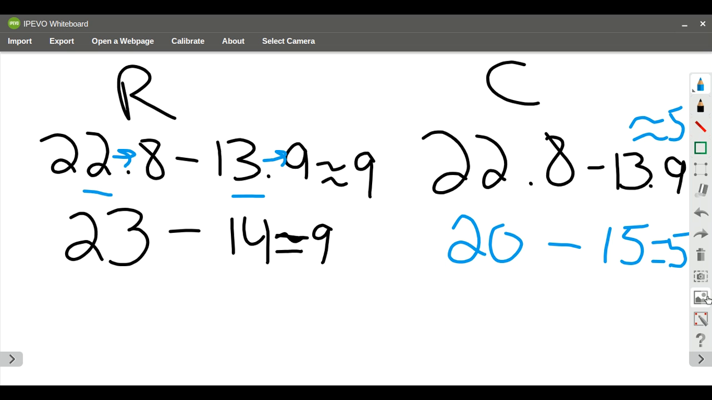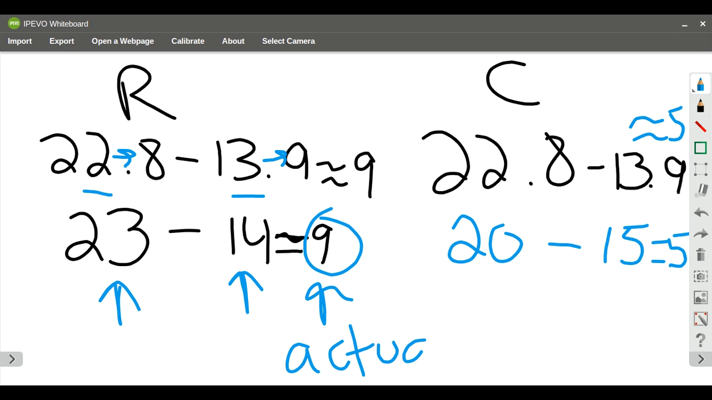Now, this answer is a lot lower than this answer. Let's talk about why 5 is so much less than 9. Here, what I did when I had 22 and 8 tenths, I rounded up. Here, when I have 13 and 9 tenths, I rounded up to 14. So because I rounded both 23 and 14 up, I'm going to have an answer. So 9 is actually going to be greater than my actual sum.